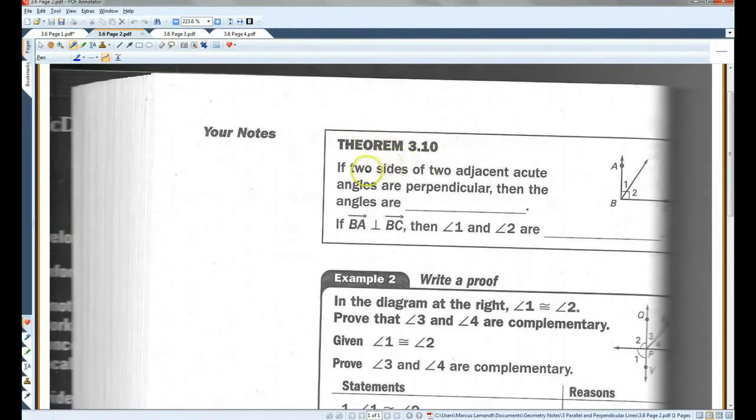Theorem 3.10. If two sides of two adjacent acute angles are perpendicular, then the angles are complementary. Remember, complementary means they add up to 90 degrees. Now this makes sense because if these two lines are perpendicular, then they're going to form a right angle, a 90-degree angle. So of course, these two angles have to add up to 90 degrees because they are the two angles that make up the 90-degree angle. So if ray BA is perpendicular to ray BC, then angle 1 and angle 2 are complementary.